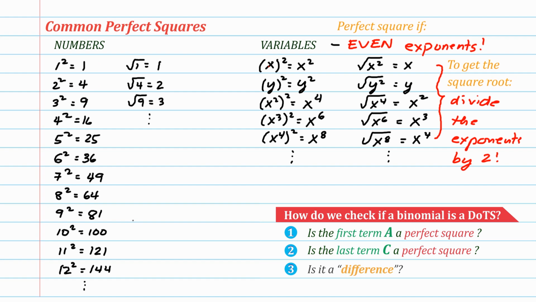Pero hindi lang yung mga numbers ang importante, pati variables. Recall that ang variable is a perfect square if it has even exponents. Example, x squared, y squared, x to the 4th, x to the 6th, x to the 8th, kahit x to the 100. Sigurado kang it's a perfect square na variable kasi the exponent is even.